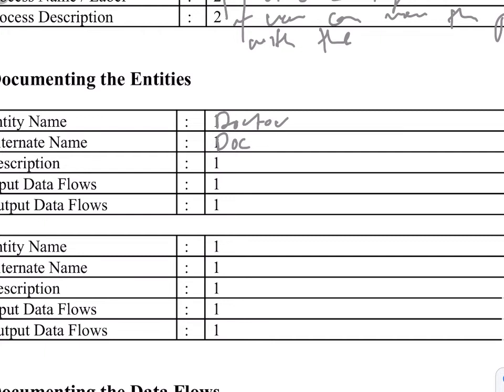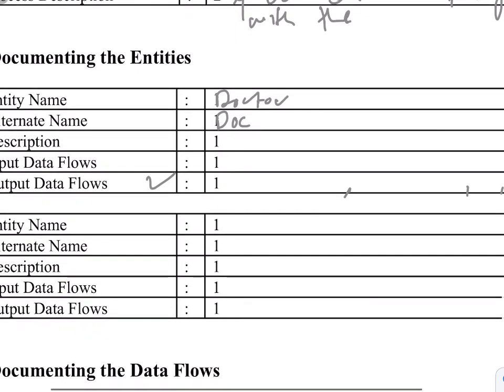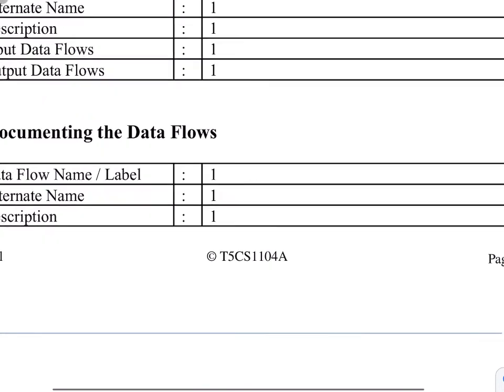Okay, output pula, apakah output yang diberi oleh sistem kepada doktor ni? Okay, maybe the history of the patient, the patient's history. Okay, patient history data, itu adalah output data kepada doktor. So senaraikan semua. Kalau ada 5, bolehlah 5 sini, koma, 5. Alright, itu entities.